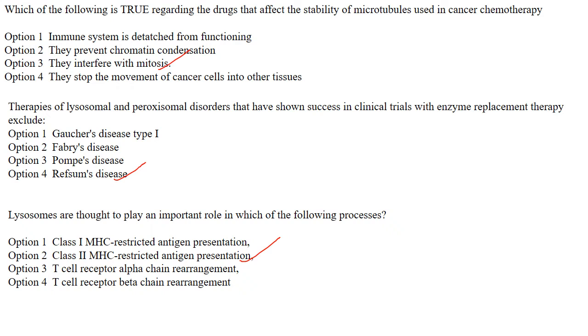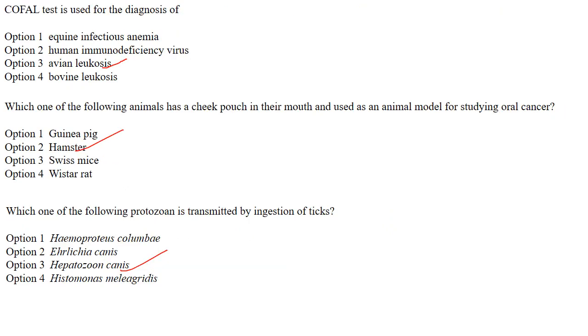Then lysosomes are thought to play an important role in which of the following processes? Class 1 MHC, class 2 MHC restricted antigen presentation. No, it is class 2 MHC restricted antigen presentation. Answer is option 2.